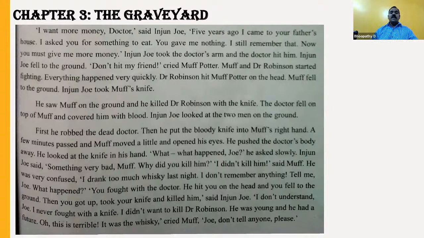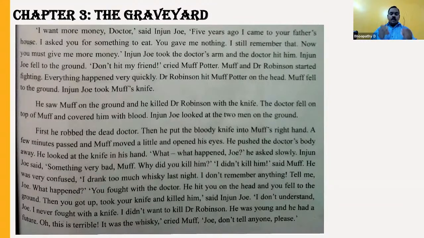So they left the graveyard, leaving the dead body of Dr. Robinson. When Muff moved, Injun Joe came back and left the knife of Muff Potter at the dead body to make people believe that the doctor was killed by Muff Potter. It was the plan of Injun Joe. Now, the two boys were very much afraid of what happened and they were shocked and surprised. Actually, they came to talk to the ghosts, but something different happened. So this incident haunted them like anything. They were very much disturbed.